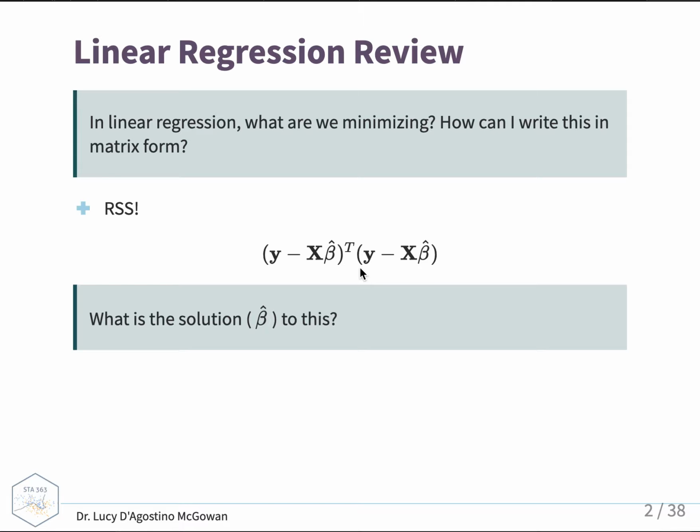If we want to take the residual sum of squares in matrix form, we can write this as y minus x beta hat transpose times y minus x beta hat. And what's the solution to this? Well, we solved this the other day in class. So beta hat is estimated as x transpose x inverse x transpose y. And we proved that that was true with the derivative.